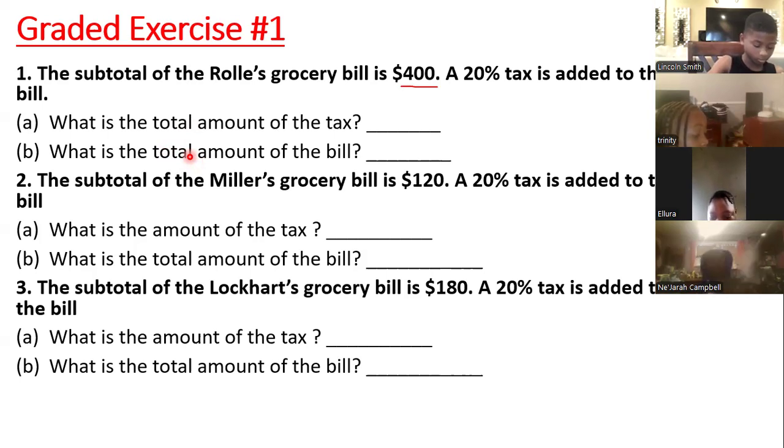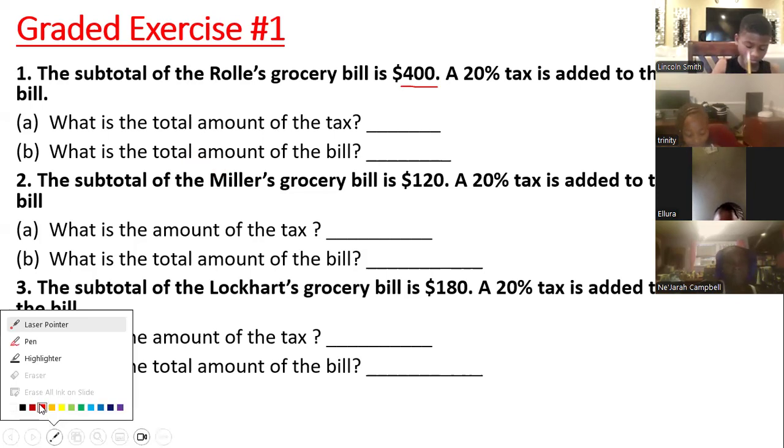Go ahead, Trinity. I don't understand number 2. What do you have? 20% of what? 20% of 120. Good. You have 20 over 100 times 120 over 1, right? Do you have that? Yes, sir. Good. So now it's time to cancel out the zeros.